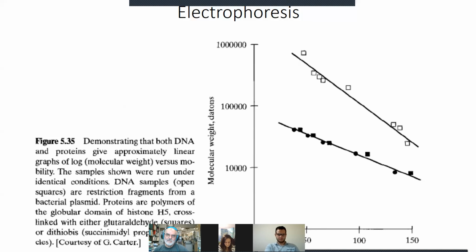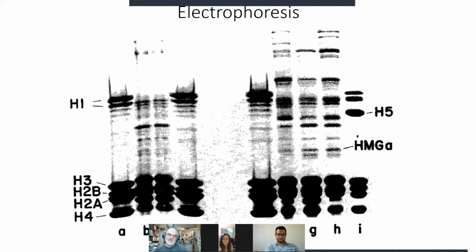Now that example up above that was showing mobility versus log molecular weight, this is a log scale, applies to both DNA and to protein. Okay. So this is two examples of this relative mobility changing with log molecular weight. And I guess the DNA is open squares and the proteins are closed squares. And so this phenomenon applies to both examples. Okay, and so today this is sort of a textbook example.